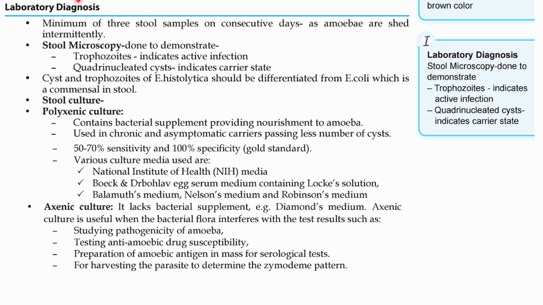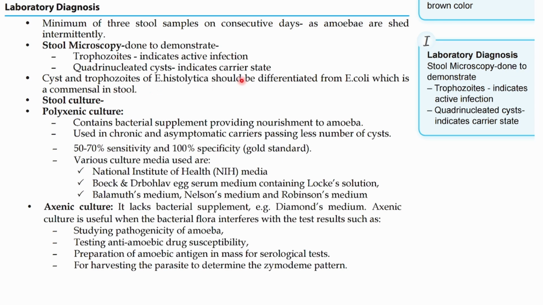So for laboratory diagnosis, a minimum of 3 stool samples on consecutive days is needed, as amoebae are shed intermittently. Then stool microscopy: you take the stool and check under the microscope for the presence of trophozoites or quadrinucleated cysts. Trophozoites indicate active infection, quadrinucleated cysts indicate carrier infection.